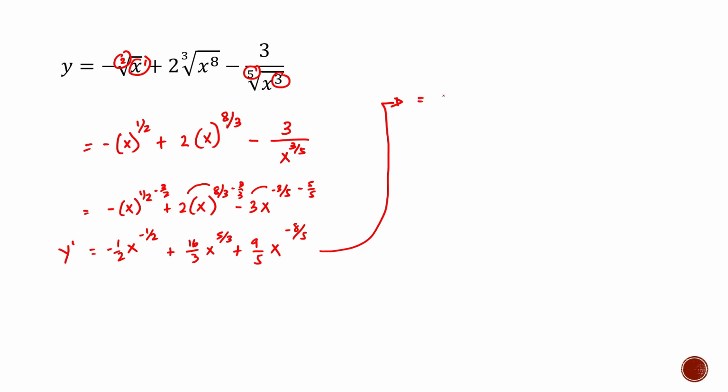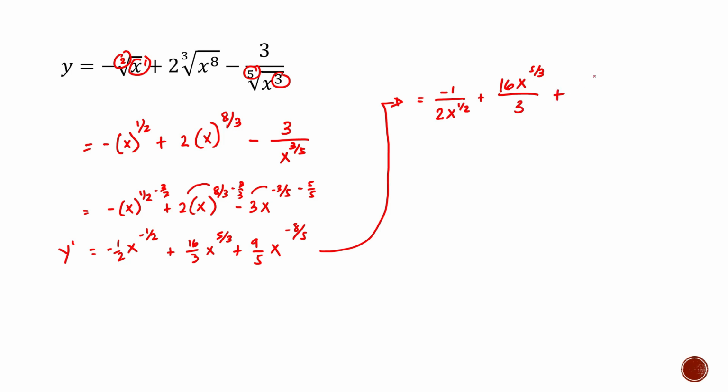So for the first term, it's going to be negative 1 over 2x raised to positive 1 half. Okay? Plus, now the x here has a positive exponent already. So that's 5 over 3. So that means we can keep that in the numerator. So 16x raised to 5 over 3, all over 3.